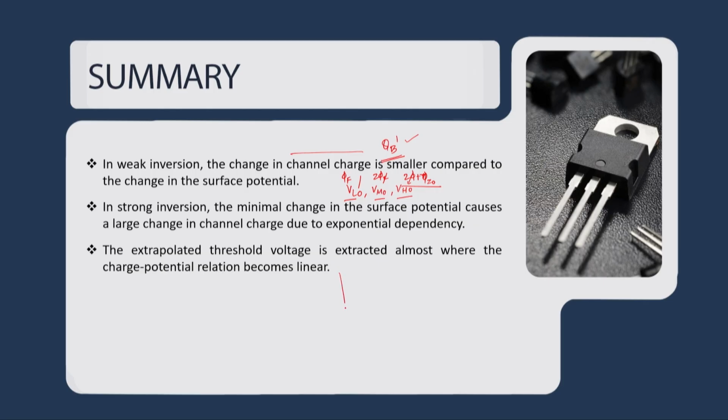In weak inversion, the slope of psi s versus VGB is almost constant or linear, and in strong inversion the slope of inversion charge versus VGB is almost constant.